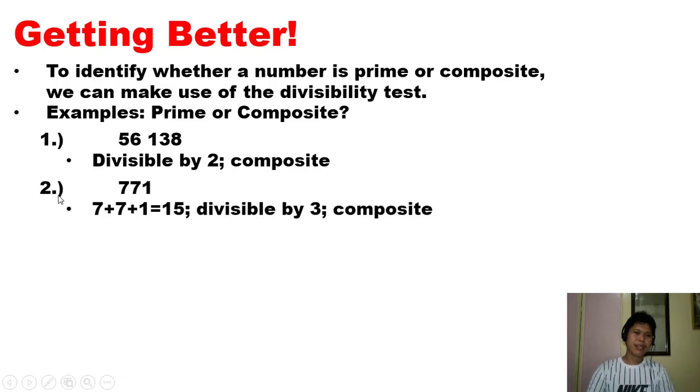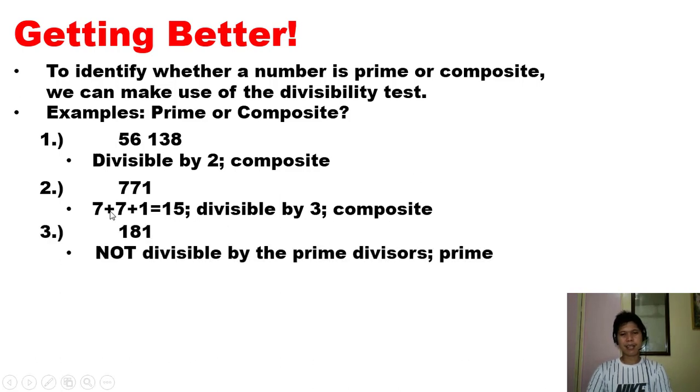Okay, we have number 2,771. So, klarong, hindi divisible by 2, pero sa 3, 7 plus 7, 14 plus 1 is 15. And then, 1 plus 5 is 6. So, 3, 6, 9, 12, 15. Divisible by 3, composite number pa rin. Okay? Huwag mo nang i-test sa iba. Basta as long as mayroon ka nang nakuhang factor, composite na kagad yun.